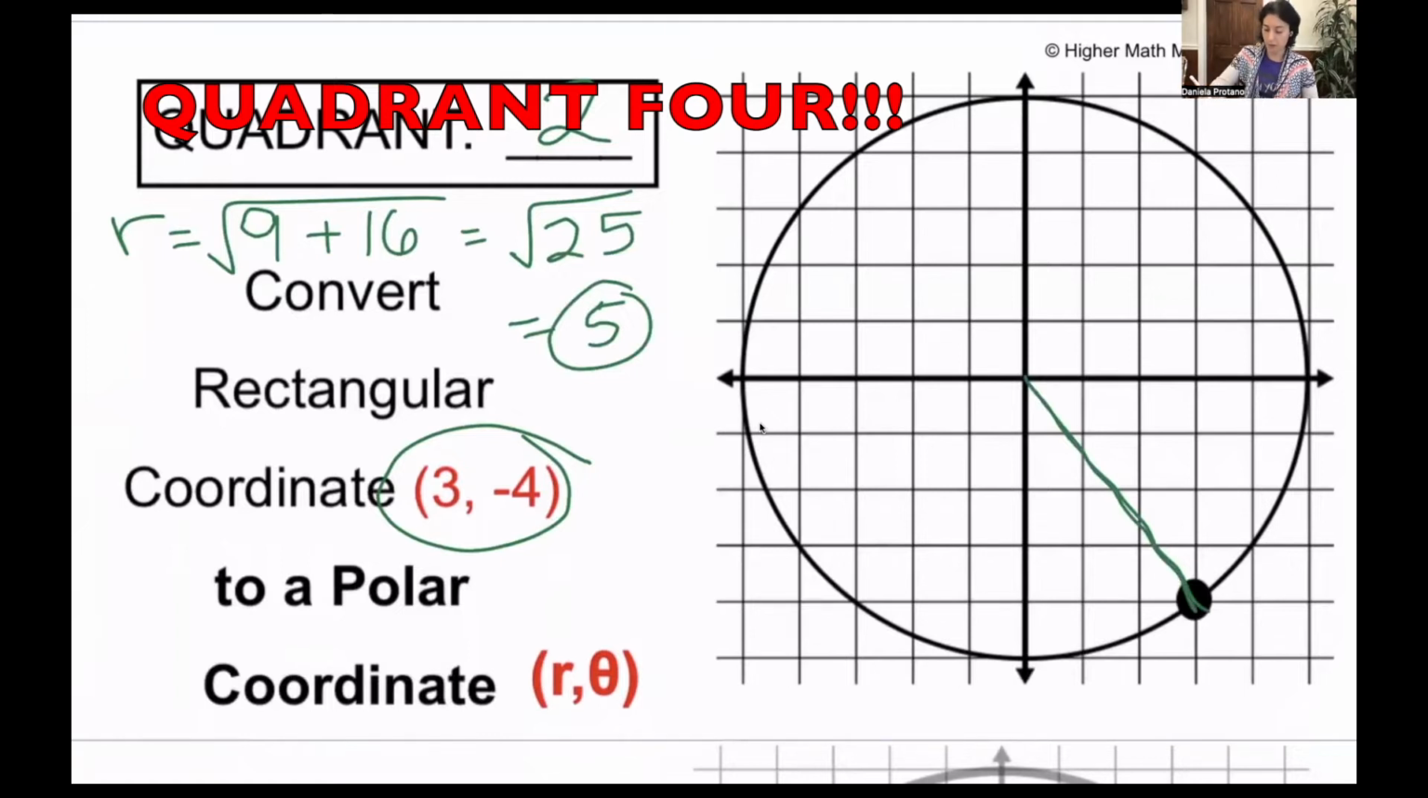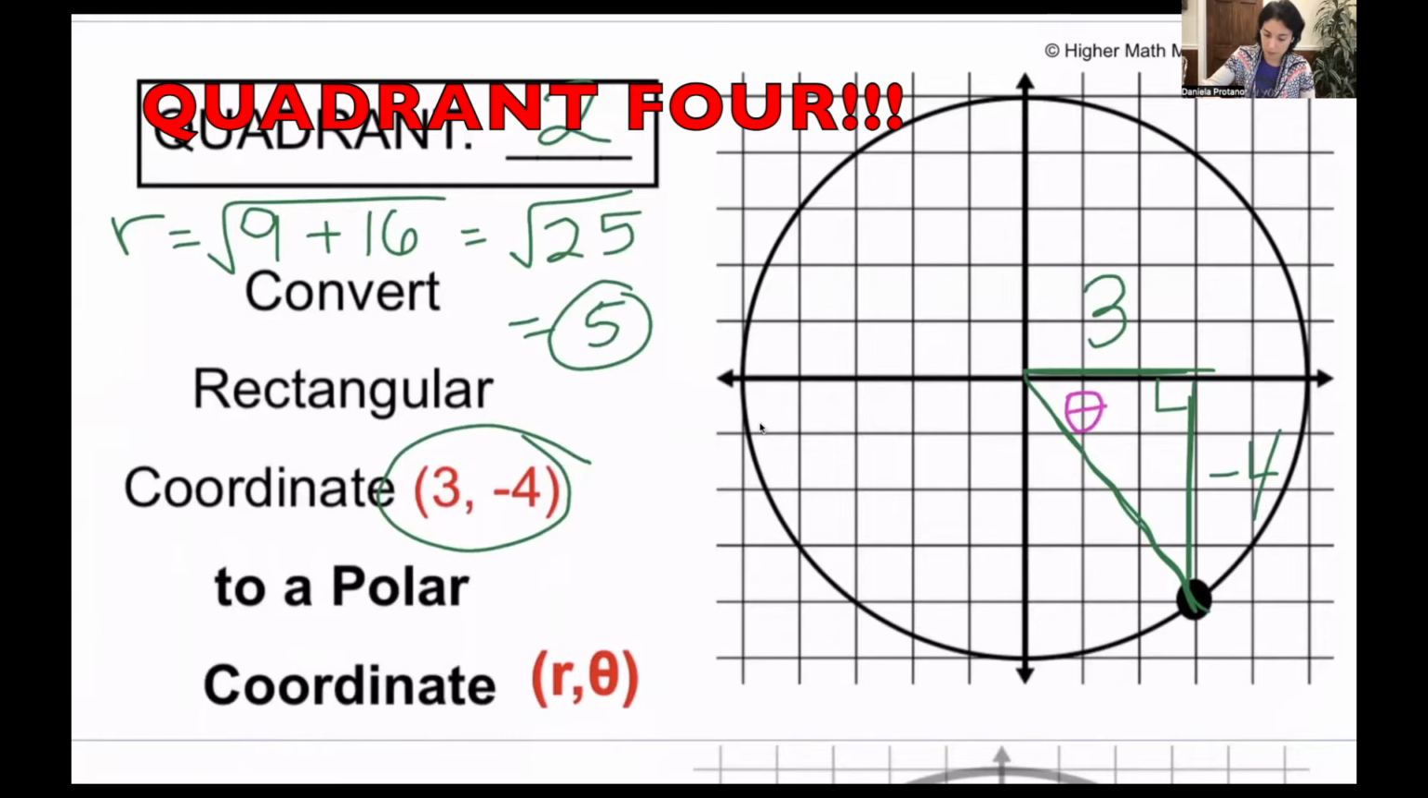So this is what we just found out. We went over 3 units to the right and 4 units down, so that would be -4. Here's my right angle. Again, my reference angle would be over here. If you did the Pythagorean theorem, we would get the same answer.